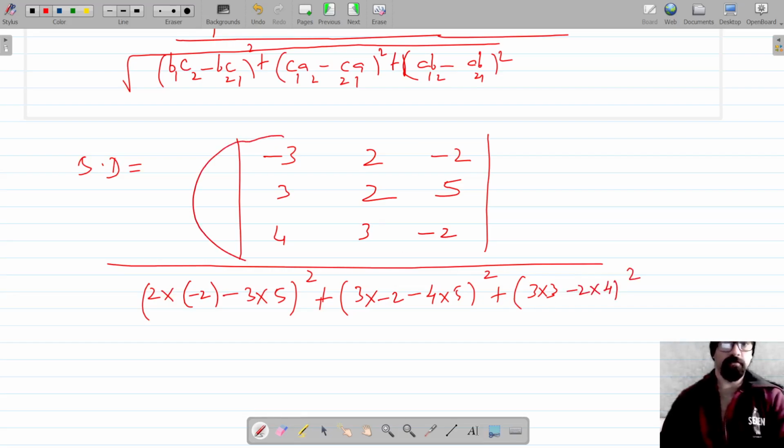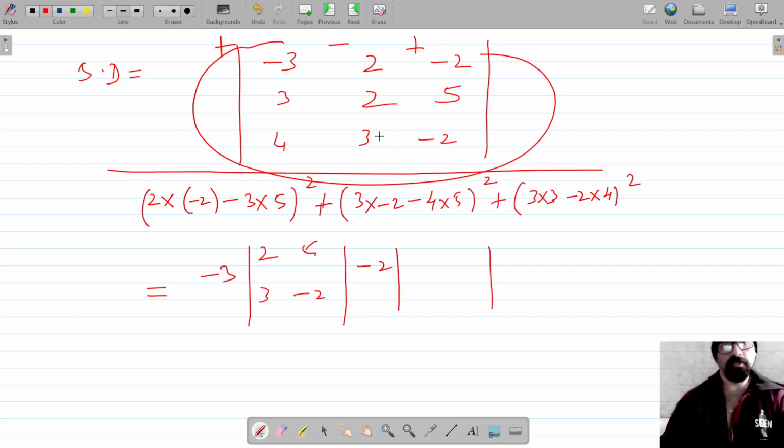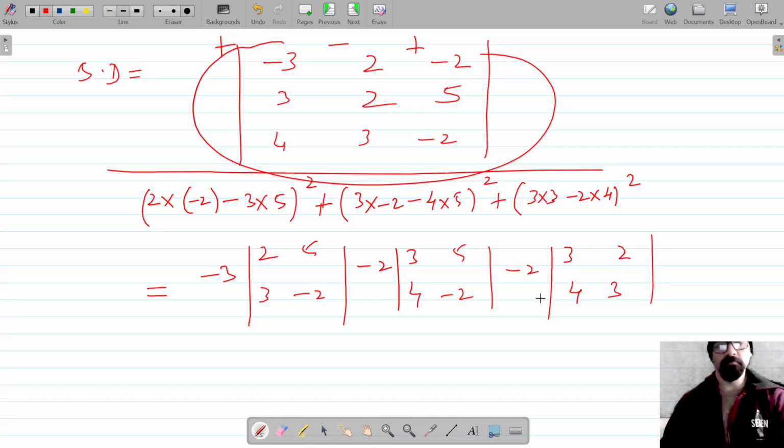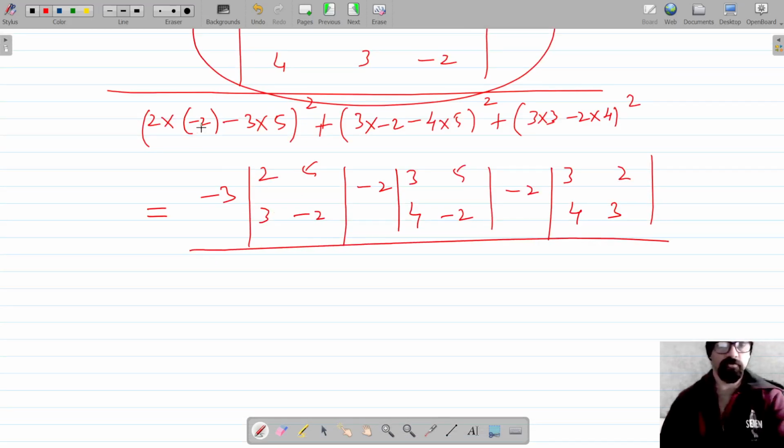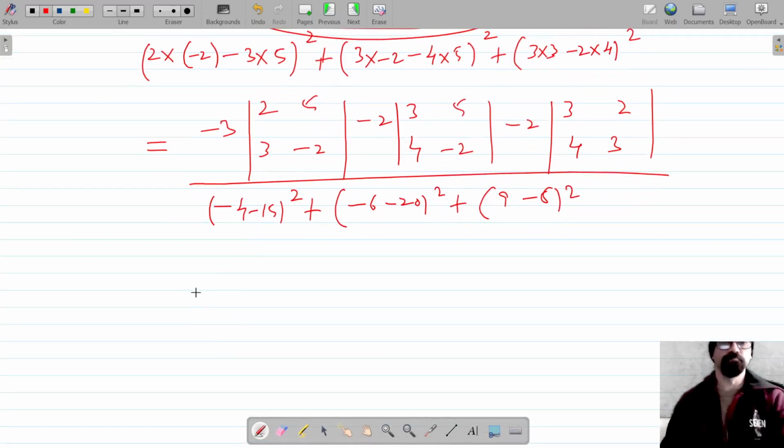Okay, let's find out the determinant of this one. Let's evaluate it along the first row, with signs positive, negative, and positive. So minus 3, and the determinant we are left with is 2, 5, 3, negative 2, then negative 2, and the determinant we are left with is 3, 5, 4, negative 2, then negative 2, and then 3, 2, 4 and 3. Divided by, this is 2 into, this is negative 4, negative 15, the whole square plus negative 6, negative 20, the whole square plus 9 minus 8, the whole square.